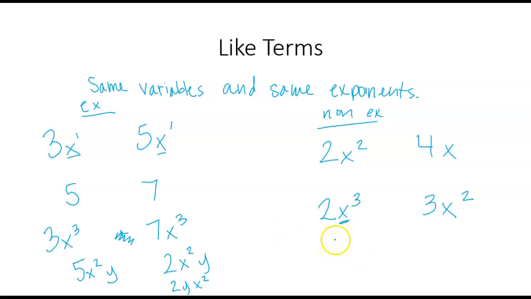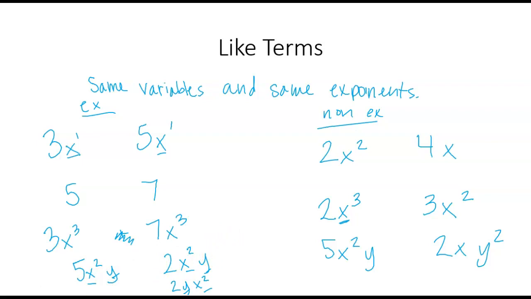An example of something that's not a like term might be 5x squared y and 2xy squared. Here it's not just the order that changed, it's the exponents that changed. On this one x is squared, and this x is not squared. In the first one y is not squared, and in the second one y is squared. So those are not like terms, but as long as the x's are all squared and the y's are all not squared, then they're like terms. So that's what like terms are.